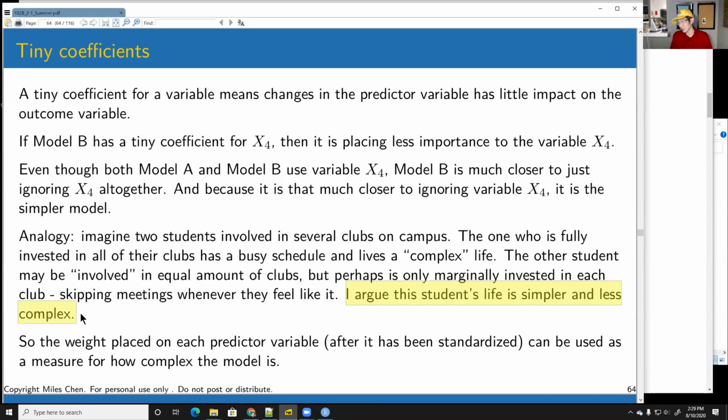I don't know if you guys agree, but I would say if you're putting less importance on something, then the model ends up being simpler because you're that much closer to ignoring it, right? And that's just an extreme case, but we can expand on this and say the size of the coefficient is a measure of complexity, right? Especially after we've standardized all of our variables, so that units is not a factor. So the weight placed on each predictor variable after it's been standardized can be used as a measure for how complex the model is.